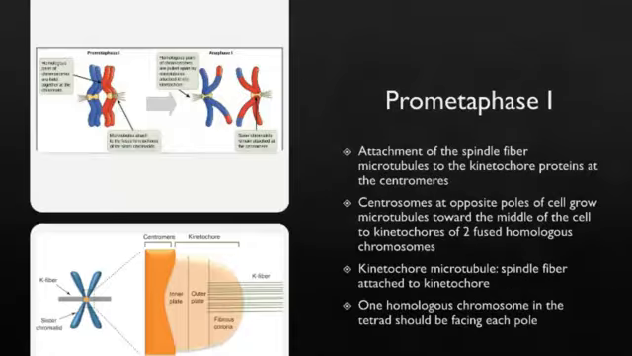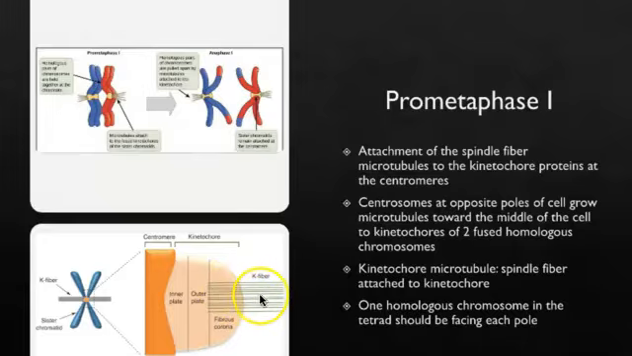Now let's move into pro-metaphase 1. During this stage, the spindle fibers, which are made up of microtubules, begin to attach to the chromosomes. Specifically, they connect to the kinetochore proteins at the centromeres. You can see this also in the bottom diagram over here, which is a close-up of that centromere and the kinetochore and the microtubules attaching here.